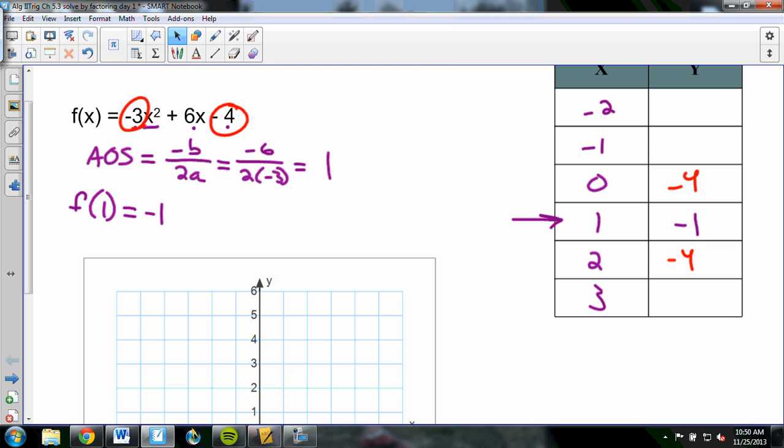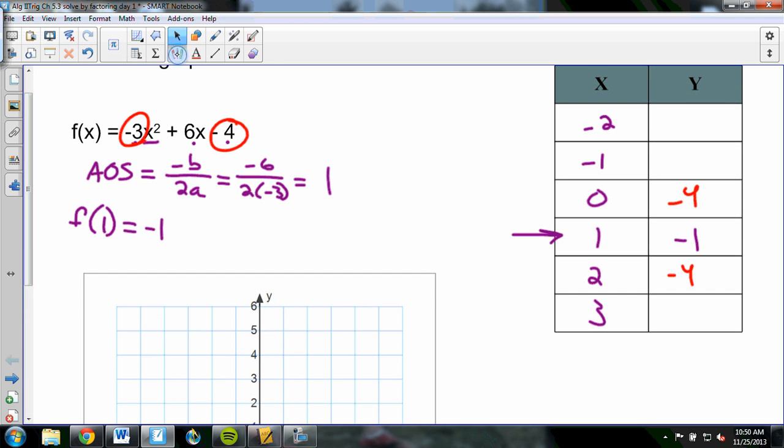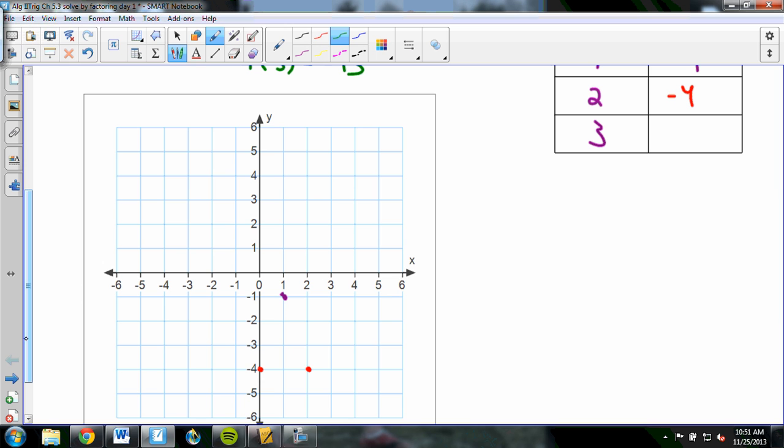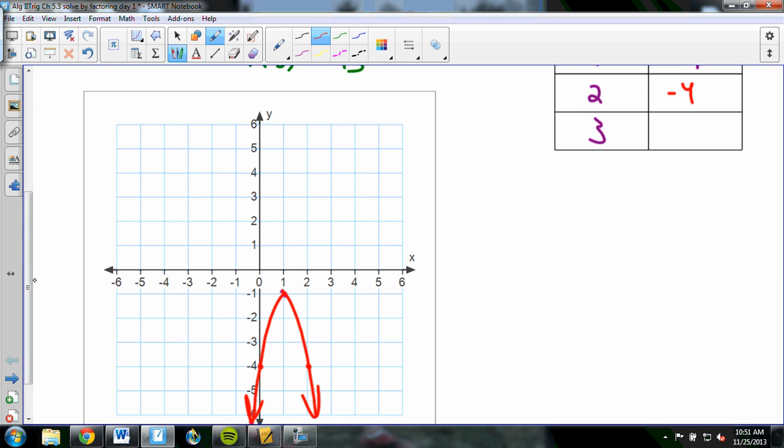Now, if I wanted to find one more point, I could. One more point's not going to fit on my graph very well. Like if I plug a 3 in for x and do f of 3, f of 3 would give me 9, negative 27, plus 18 is negative 9, minus 4 is negative 13. I can't really fit that on my graph, so I'm just going to graph it the way that it is. And we have graphed that equation there. Is there a question about that at all?